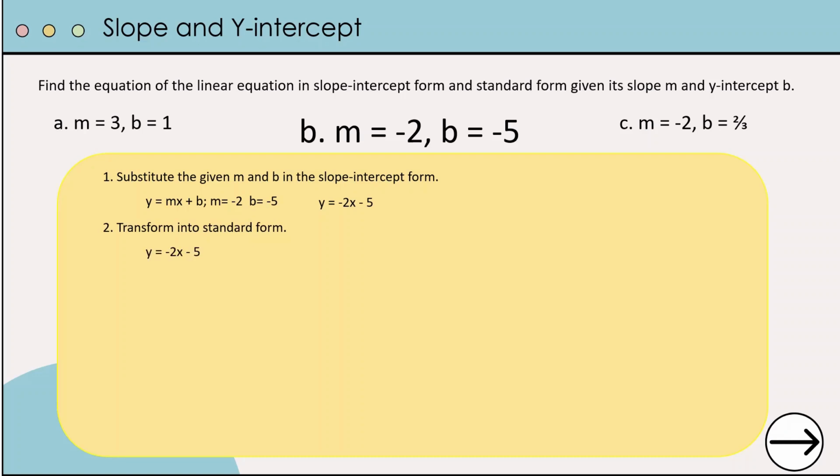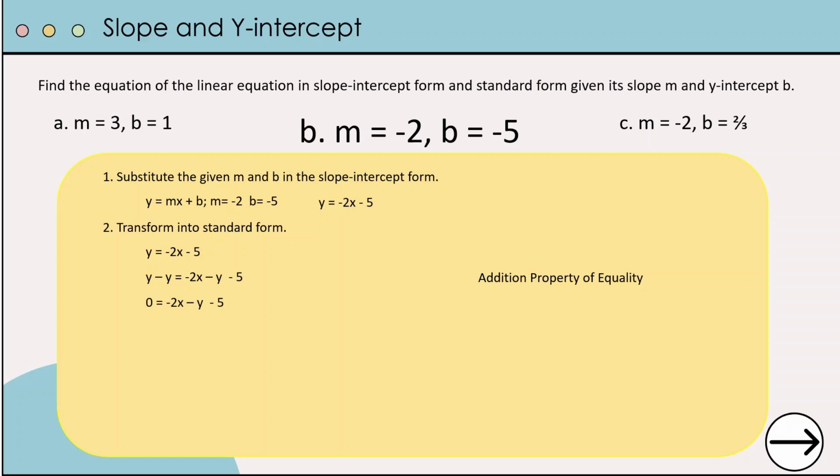To transform y equals negative 2x minus 5, let's put y and negative 2x together. Through addition property of equality, we add negative y on both sides of the equation. We have y minus y equals negative 2x minus y minus 5. We simplify, this becomes 0 is equal to negative 2x minus y minus 5.